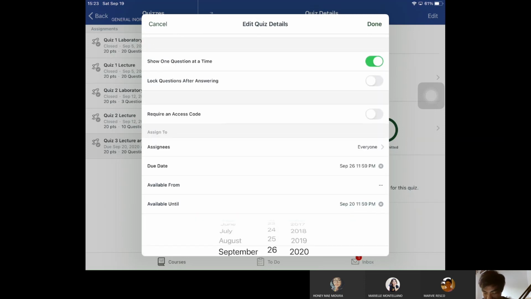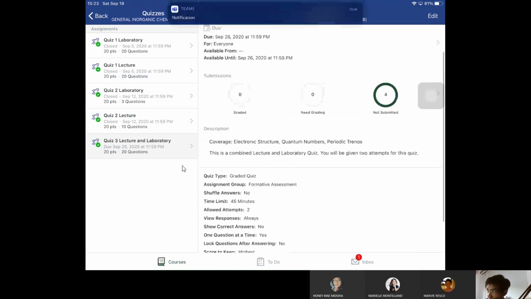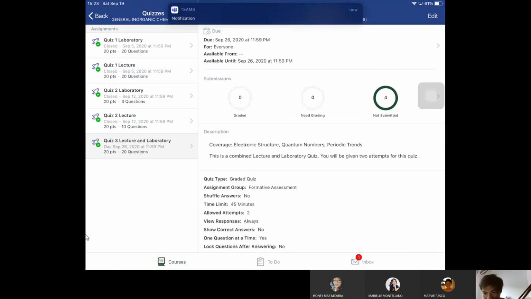So, ko lang 26 na ha. So, sa Sabado na yung deadline ng quiz natin. So, yan. Na-move ko na. Okay. So, ano yan? Ang coverage natin is electronic structure.